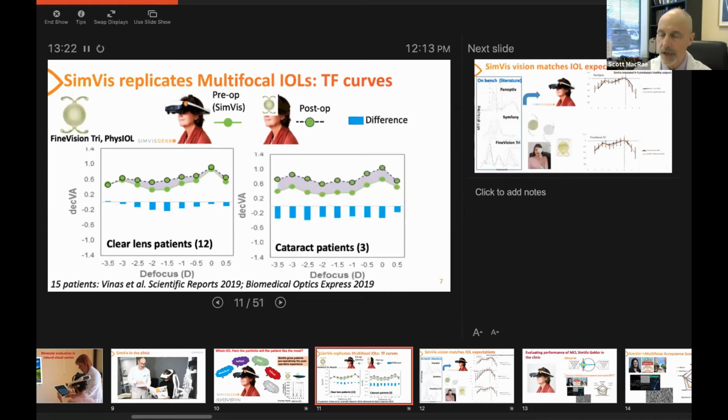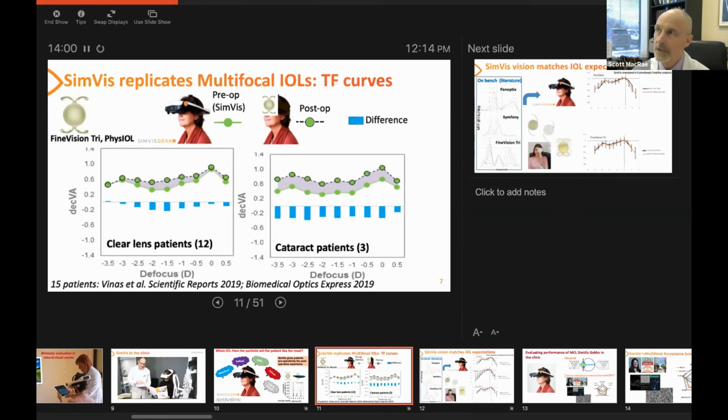In another study they did on cataract patients, again, the patients did the SimVis simulation and did a defocus curve, as you can see here. And then after they had their cataract procedure with the fine vision trifocal, this was their defocus curve with the actual intraocular lens. And you can see there's a really excellent correlation between the two defocus curves. But what I really like about this is that the patients actually did a little better with the fine vision trifocal than they did with the SimVis.